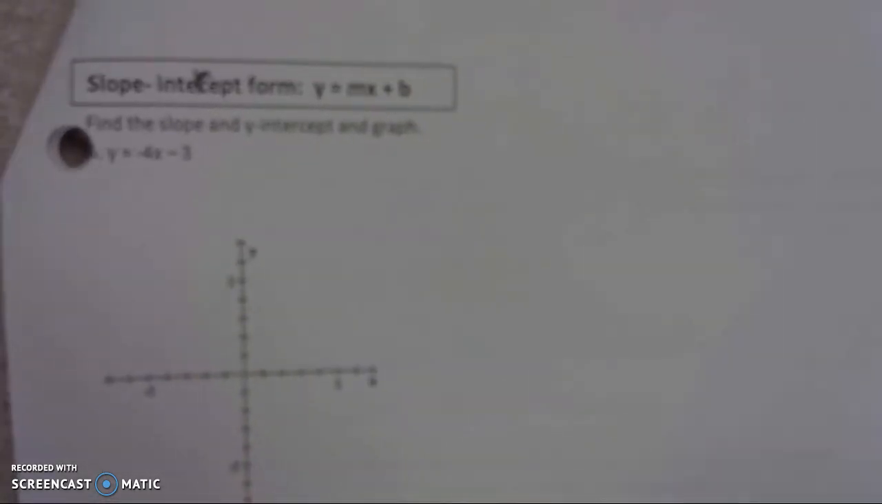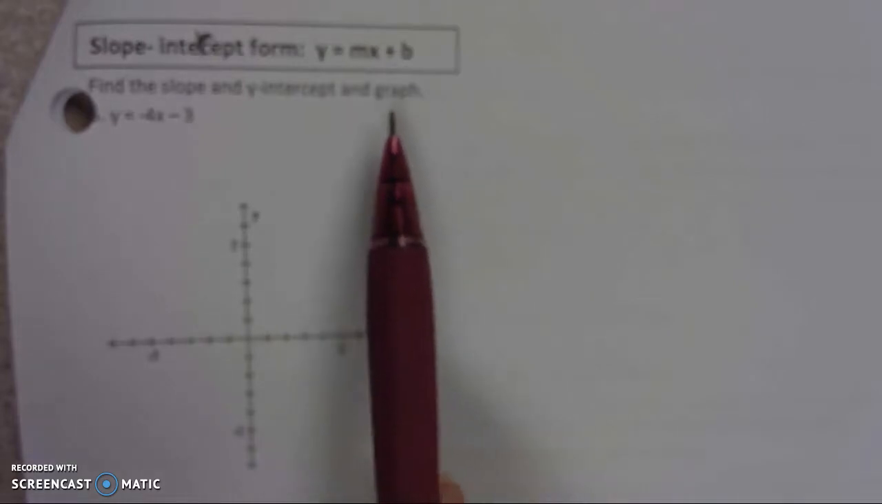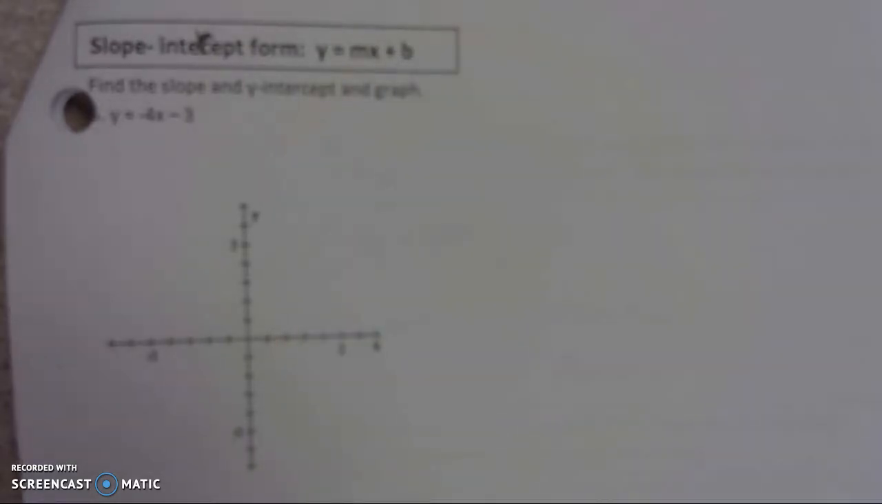Alright, and now we're going to look at another way that you can graph the equation. If the equation is written in slope-intercept form, this is just a second way that you can graph the equation using some information.